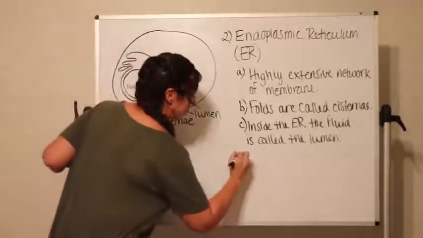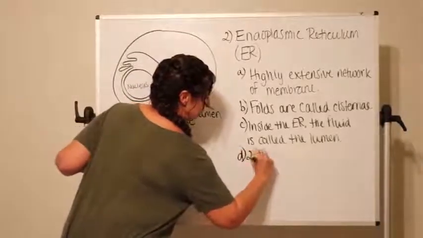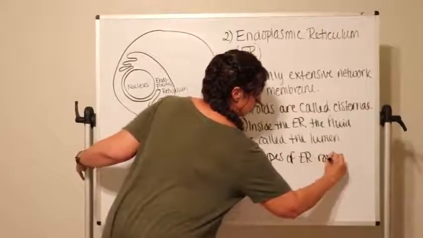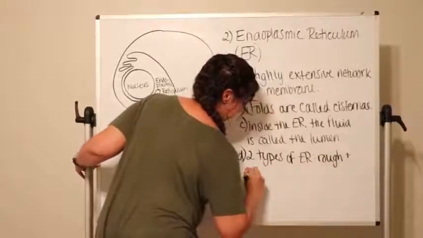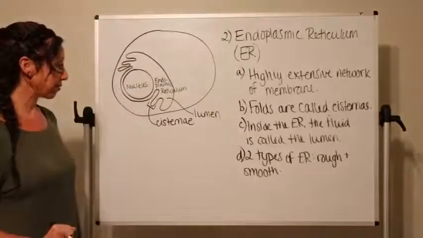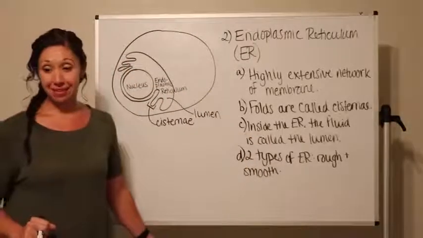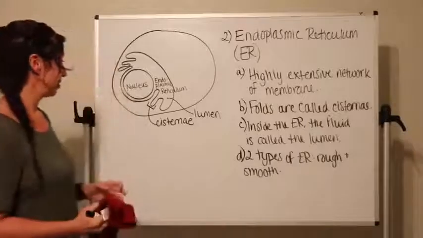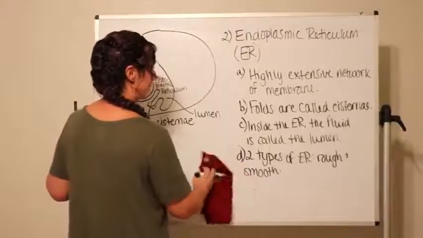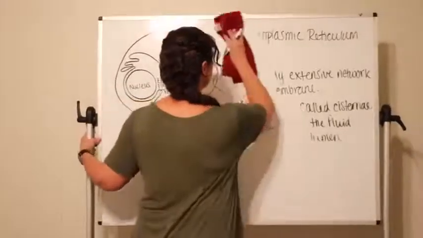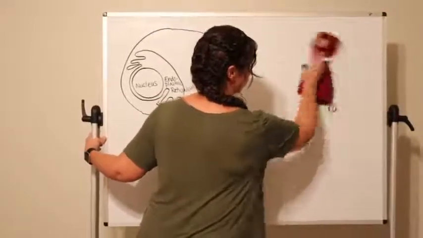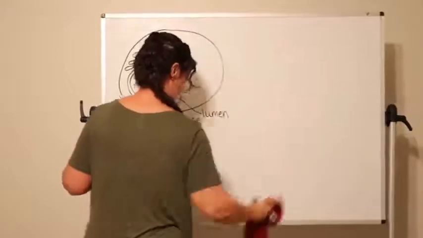So what I want you to know: there are 2 types of ER, rough and smooth. We're going to talk about the smooth first because the rough leads to our next discussion. So let's discuss the smooth ER. This will be little i under D. The smooth ER is actually quite fascinating.